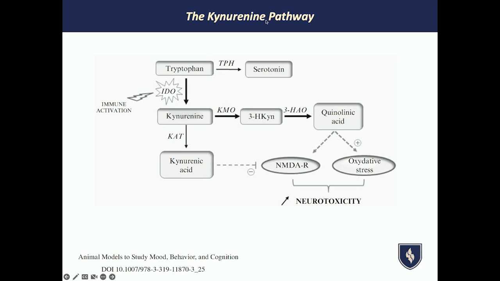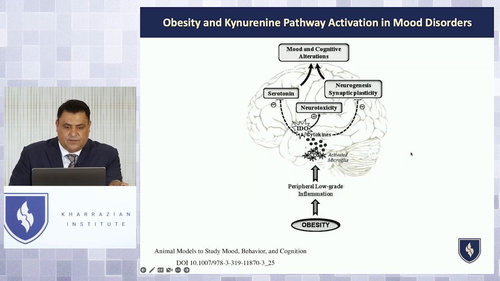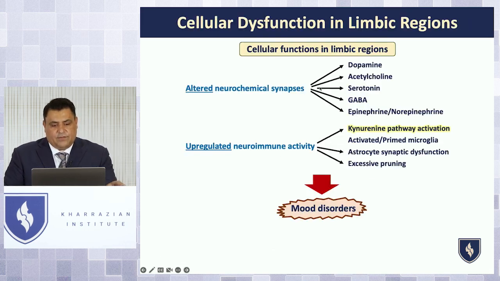So this kynurenine pathway, which is involved with inflammation, the concept is immune activation, inflammatory responses activate IDO, and tryptophan, instead of going to serotonin, goes down these quinolinic acid neurotoxicity pathways and causes injury to the brain. And this is where neurogenesis and synaptic plasticity can be impacted, neurotoxicity takes place, serotonin transmission is affected, and you can get mood alterations and cognitive dysfunctions there.